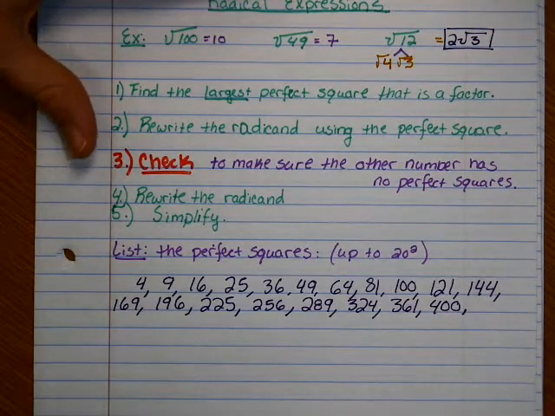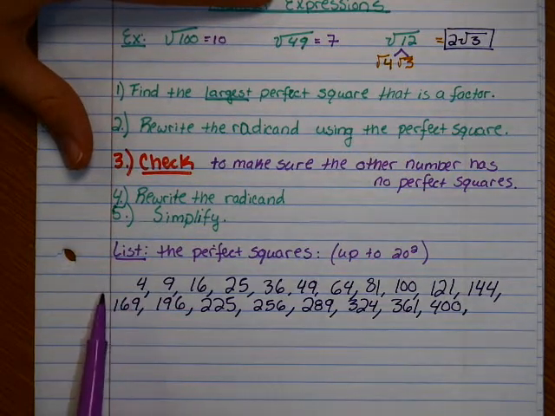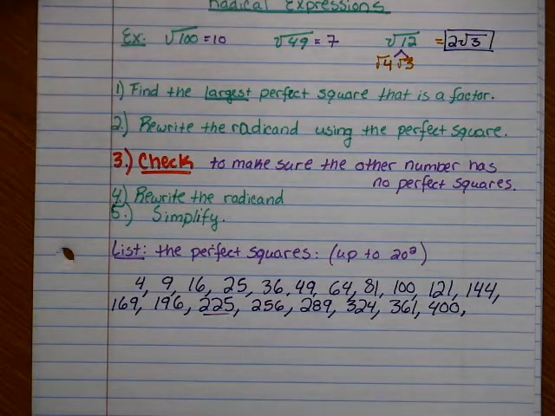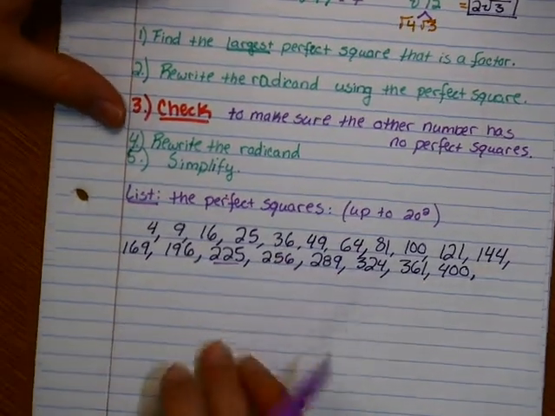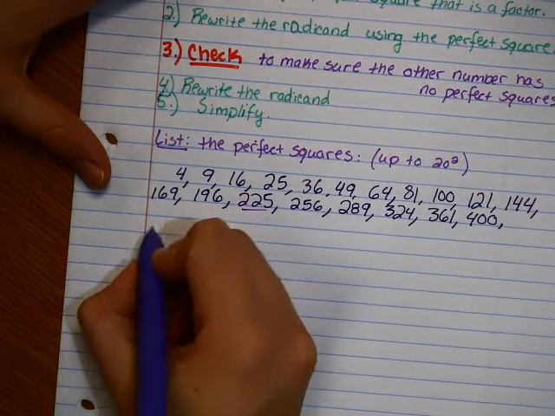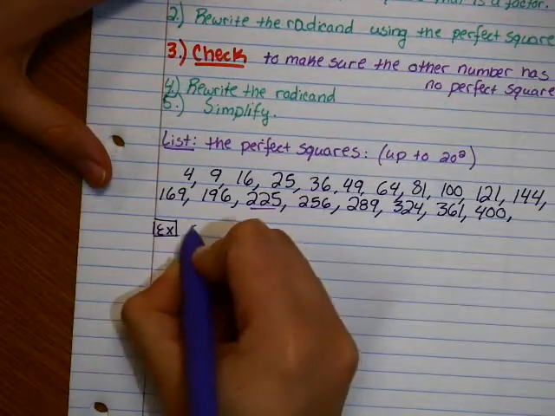Okay. So keep these in the back of your mind. You should have at least up to 225 memorized. And now let's try some examples of simplify.